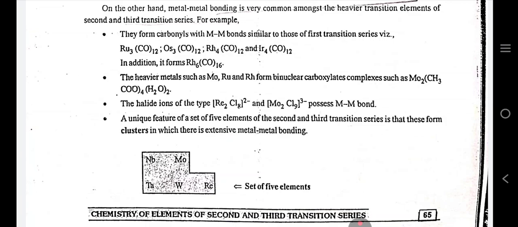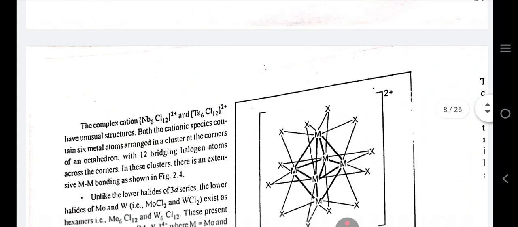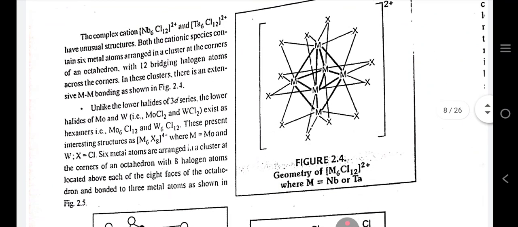For example, they form carbonyls with metal-metal bonds similar to those of the first transition series. The heavier metals such as Mo, Ru and Rh form binuclear carboxylate complexes. The halide ions of this type possess metal-metal bonds. A unique feature of a set of 5 elements of the second and third transition series is that these form clusters in which there is extensive metal-metal bonding. The complex cations have unusual structures.